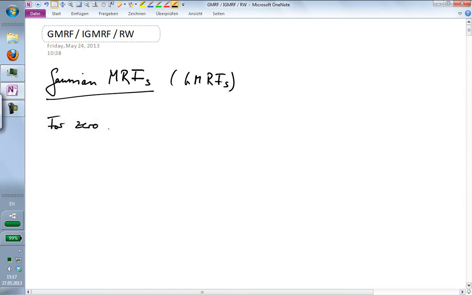So they are specified very conveniently, for zero mean, the probability of X is proportional to the determinant of the precision matrix Q taken to the power of a half, times e to the minus 1/2 X transpose QX.